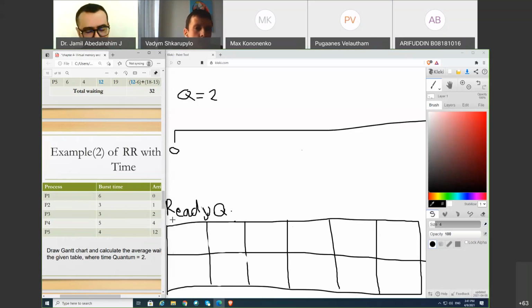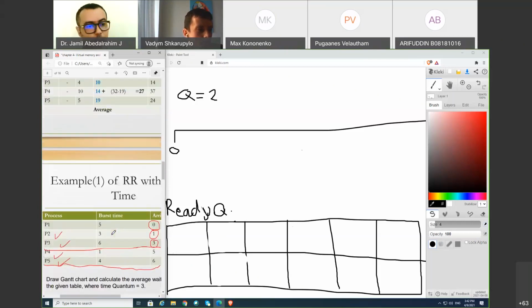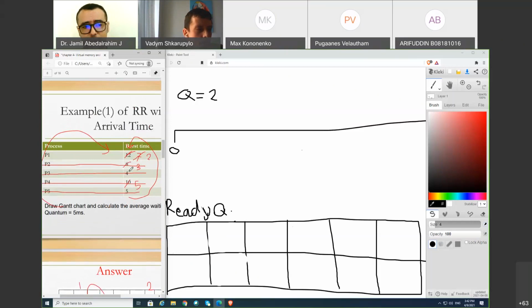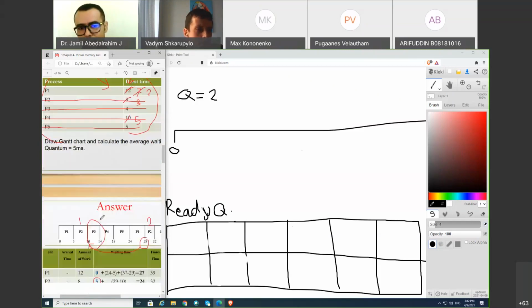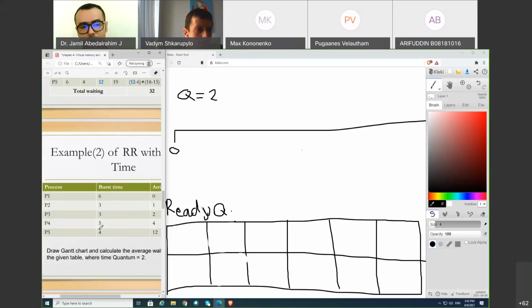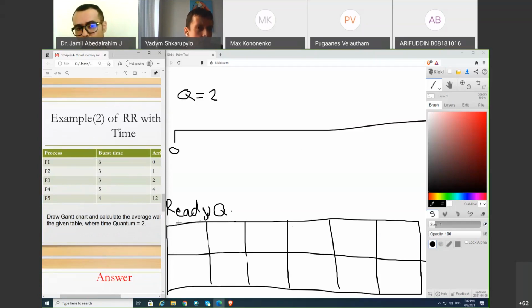In this case, as I mentioned before, if the example has arrival time, we need to use the ready queue table. Not as you mentioned just now, we execute P1, then P2, then P3, then go back to P1. No, wrong. It's based on the ready queue table. If there is no arrival time, we execute P1, then P2, until P5, then we go back to P1. But if we have arrival time, to avoid any confusion, we need to follow the ready queue table.